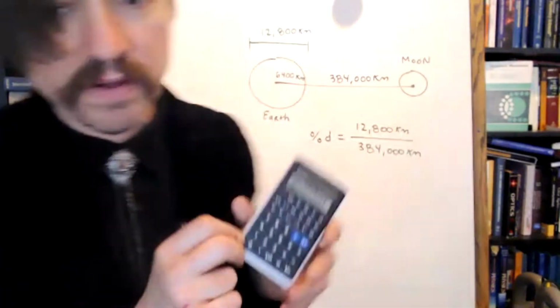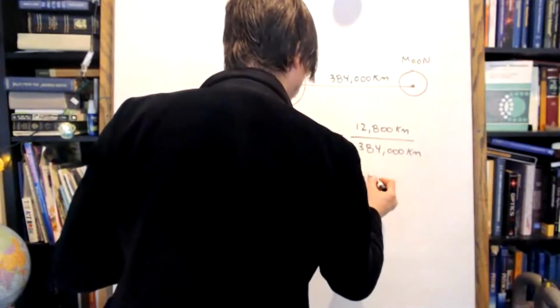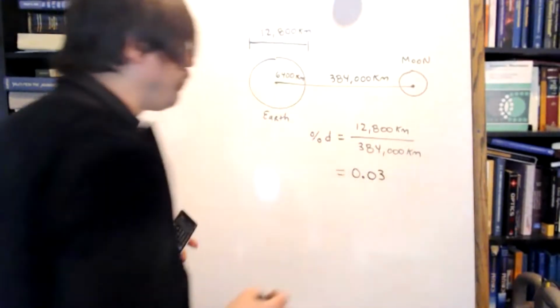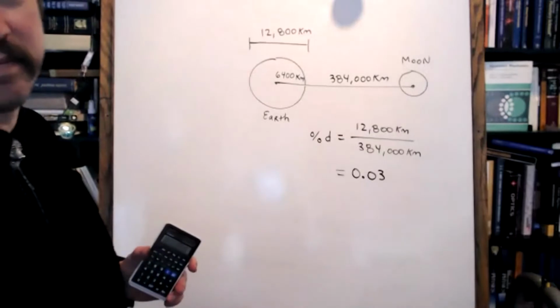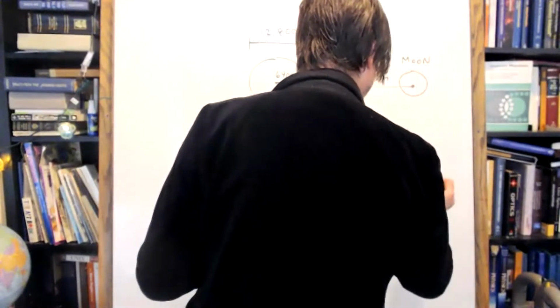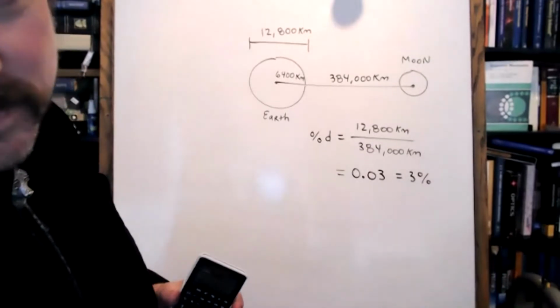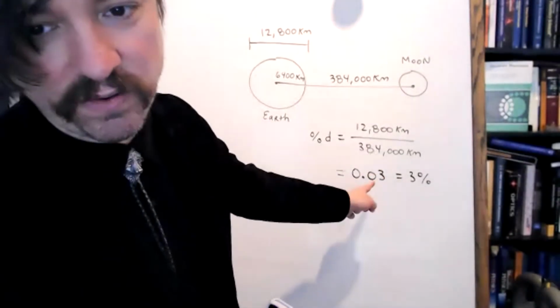0.033 repeating. Let's just call it 0.03 for simplicity. What is that as a percentage, Kim? 3%. Thank you. Now, did you type it wrong or did you say it wrong? I said it wrong. But you'll never do that again. No. All right. Don't ignore that zero.